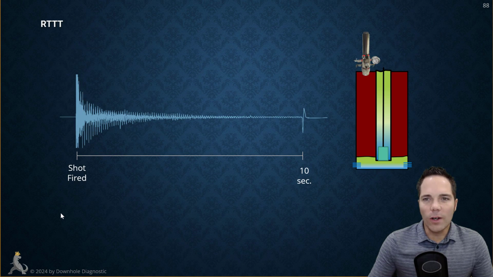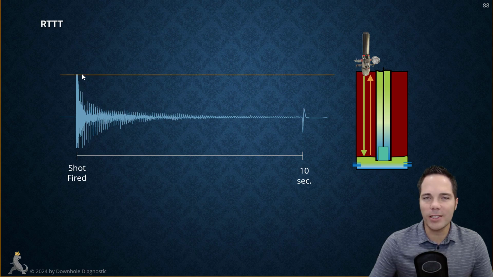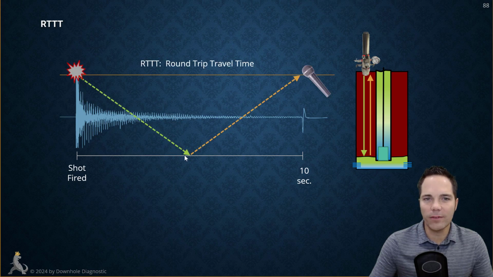Okay, so our round trip travel time, here's our fluid level shot. And our round trip travel time to this kick is 10 seconds. So that's where the pressure wave goes down, comes back to the microphone. If this is surface right here, you can imagine that shot's going down. Here's the fluid level, reflects back to the microphone. That's our round trip travel time.